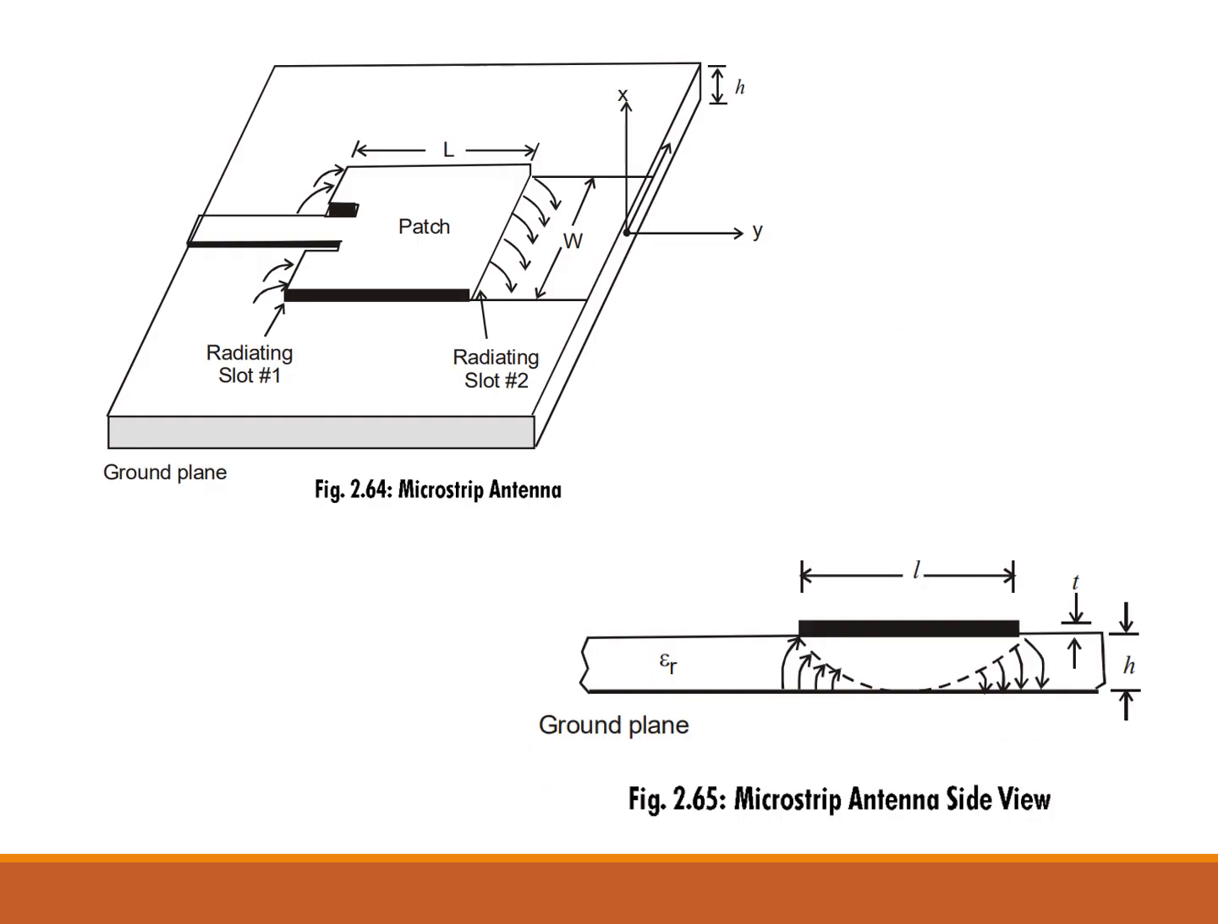Now look at this diagram. This diagram shows the top view and the side view of a microstrip patch antenna. Here you have a microstrip feed. This is the patch. These are your field lines. This is the top view. And in the side view, this represents the patch, this is your substrate, and the other side is going to be a ground plane.